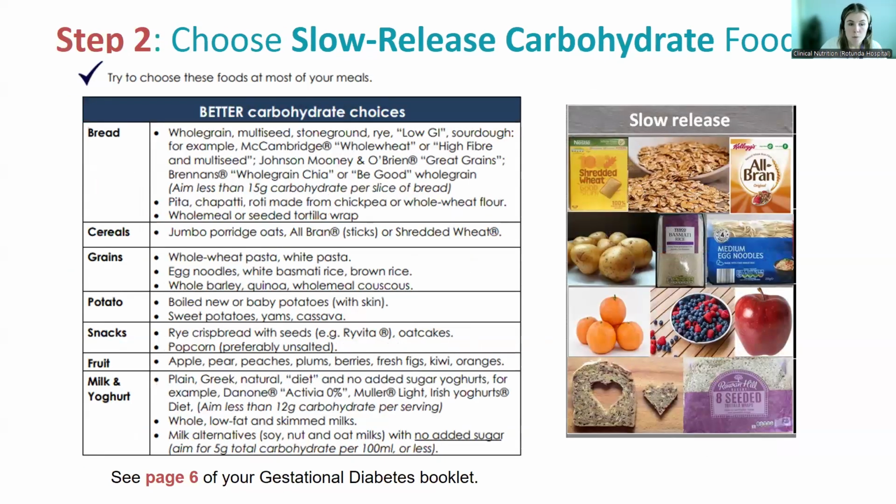The next group on the list is cereals. So the cereals that we know have worked best with the blood glucose levels are things like jumbo porridge oats, all bran sticks, or shredded wheat. But some women have noticed that even these breakfast cereals still cause their blood glucose levels to go up high. So some women have noted that breakfast cereals just don't really work for them with gestational diabetes, but these would be the best 3 to try.